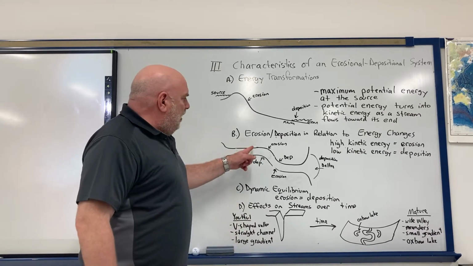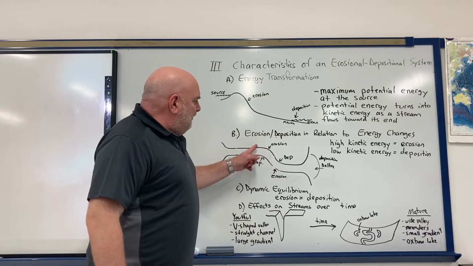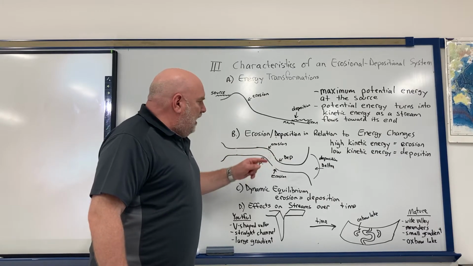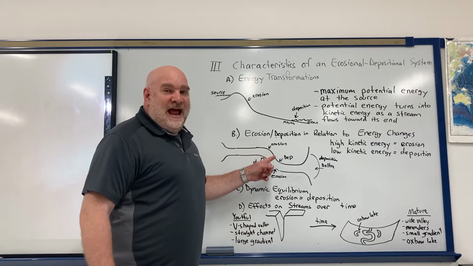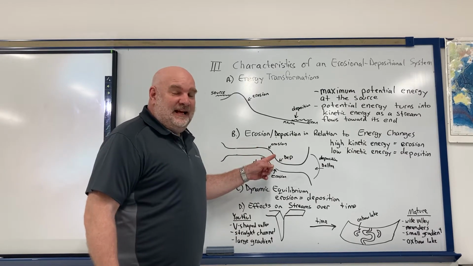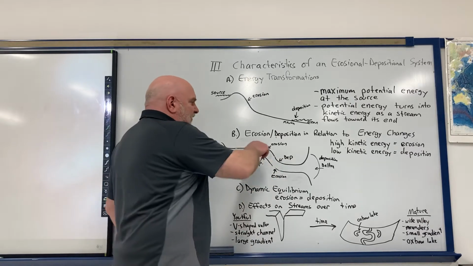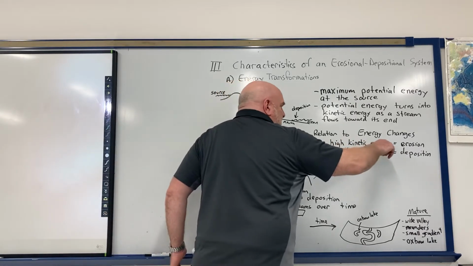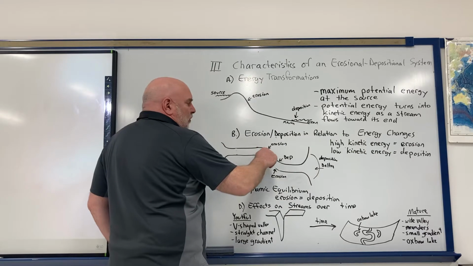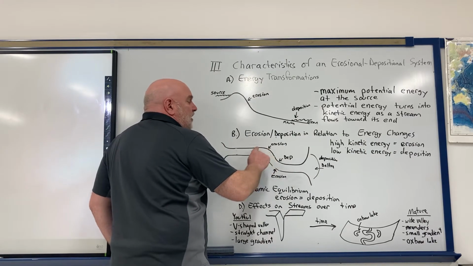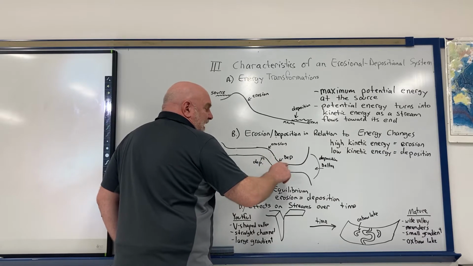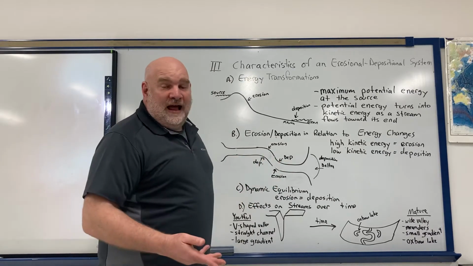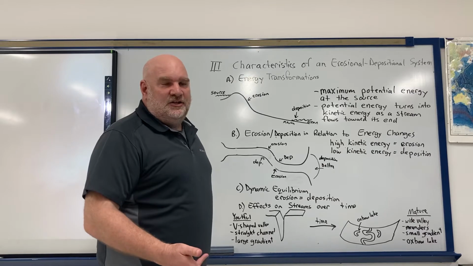Right? Well, on the outside of the bend, if it's going faster, I'm going to have more erosion there. But also, if the water is going faster, that means it has a lot of kinetic energy. So on the outside of a bend, high kinetic energy equals erosion. The faster the water goes, the more kinetic energy it has, the more erosion there is. On the inside of the bend, like right there, the water slows down, meaning it has less kinetic energy.